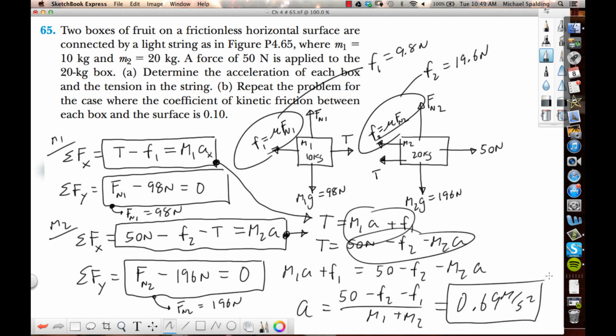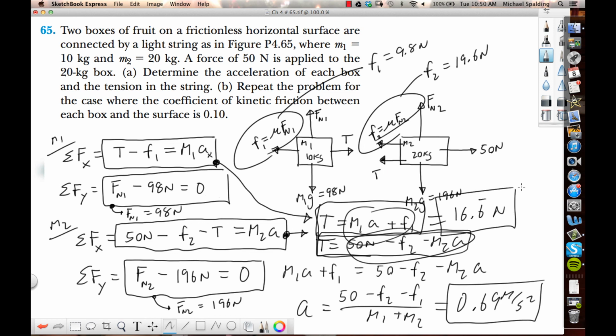Now that we have the acceleration, how could we get the tension? Plug it back in here or here. You have two equations for tension. When you plug the numbers in, you get 16.6 for tension. All right. That was my final homework problem for Chapter 4.